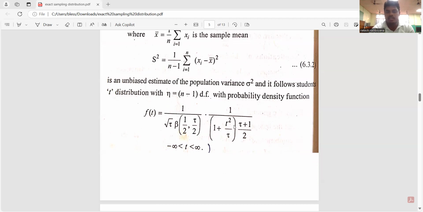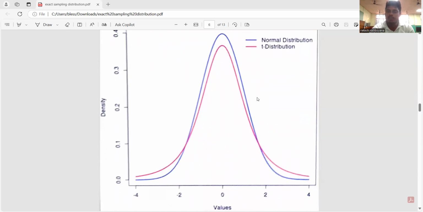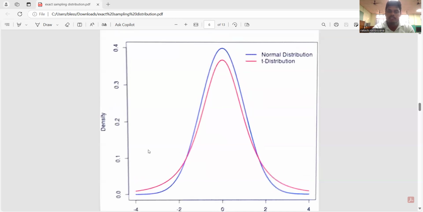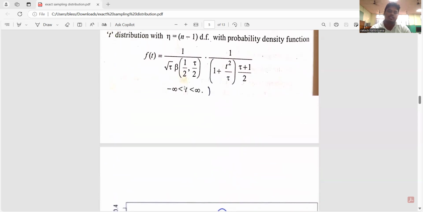So this graph looks similar to a normal distribution, because a normal distribution stretches from minus infinity to plus infinity. Similarly, the student distribution is also close to the normal distribution. See, in the figure the blue line represents the normal distribution, and the red curve represents the T distribution. So it is almost closer to the normal distribution. That is the reason the limit values of the T distribution are minus infinity to plus infinity.